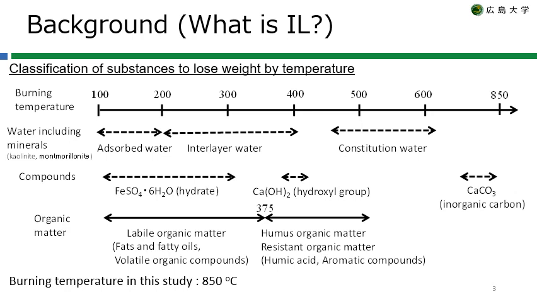In addition, we can categorize organic matter by burning temperature. For example, labile organic matter such as fats and fatty oils or volatile organic compounds burns around 100 to 375 degrees. Humus and resistant organic matter such as humic acid and aromatic compounds burn at over 375 degrees. So in this study, I set the maximum burning temperature to 850 degrees.